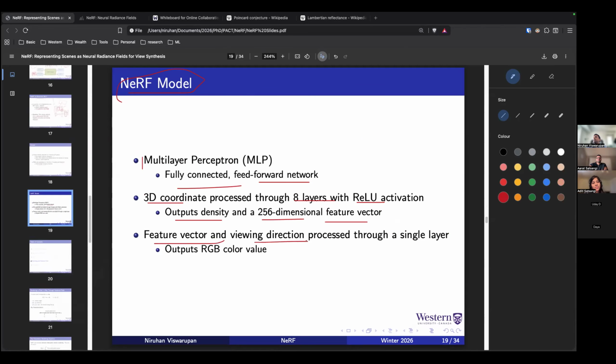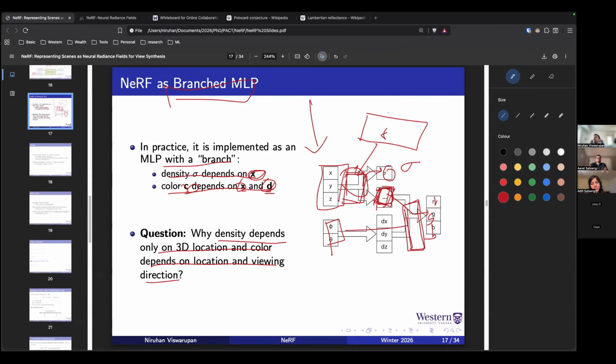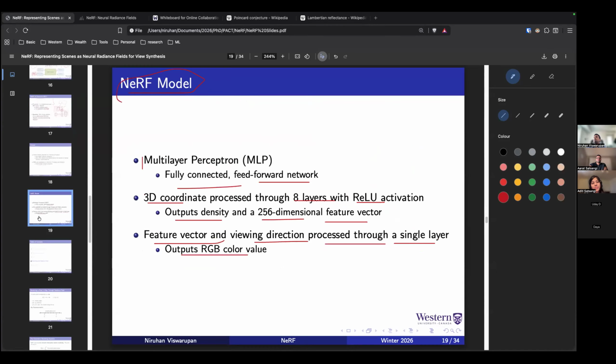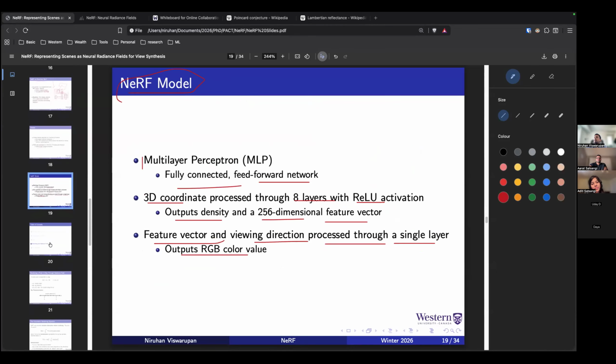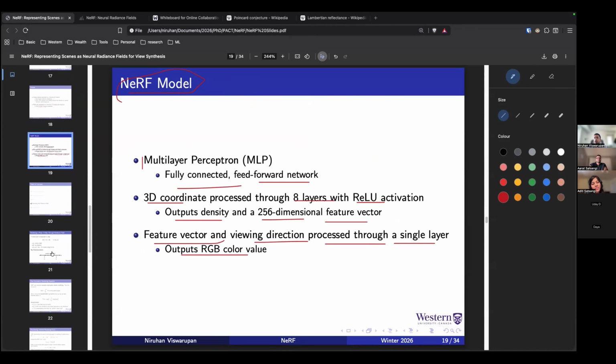The feature vector and the viewing direction are processed through a single layer, like a color head, to output RGB values. So that's what we saw before. You take this 256 dimensional feature vector and also this viewing direction, I think they are just converting it into some vector representation and feeding it through one head and then getting RGB values. So this is the basic NeRF model. Any questions up to this point?